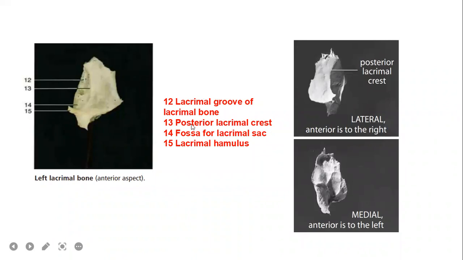Just like the nasal bone, the lacrimal bone doesn't have much description, and we are able to identify it. This is the anterior aspect, and we have the anterior aspect here, and the anterior is to the left. So this is the lateral and the medial aspect. In this case, we have the lacrimal groove of the lacrimal bone. 13 is the posterior lacrimal crest. 14 is the fossa for the lacrimal sac. Then we have the lacrimal hamulus.